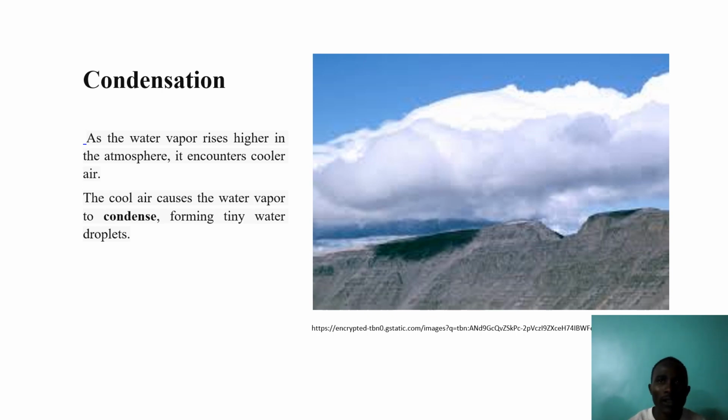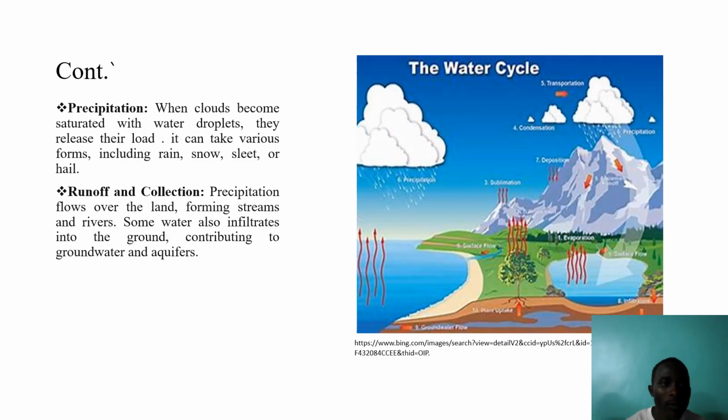Then the water condenses. Those condensed waters form water droplets, which fall as rainfall. Third is precipitation.